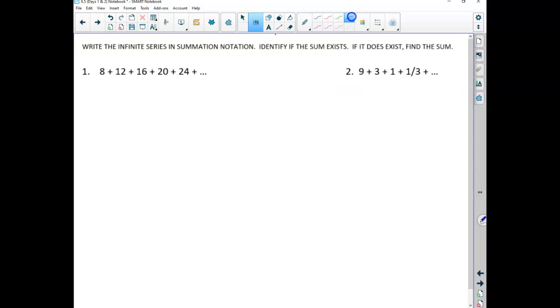So first and foremost, I need to identify what kind of sequence or series this is. Hey, this is an arithmetic, so I know a sub n is going to be my first term plus my common difference of 4 times n minus 1. Now, just because this is an arithmetic sequence, is my sum going to exist, yes or no? Hopefully you're going to answer no, because the only infinite sum that exists has to be geometric, but that doesn't mean I can't write this sum as an infinite summation.